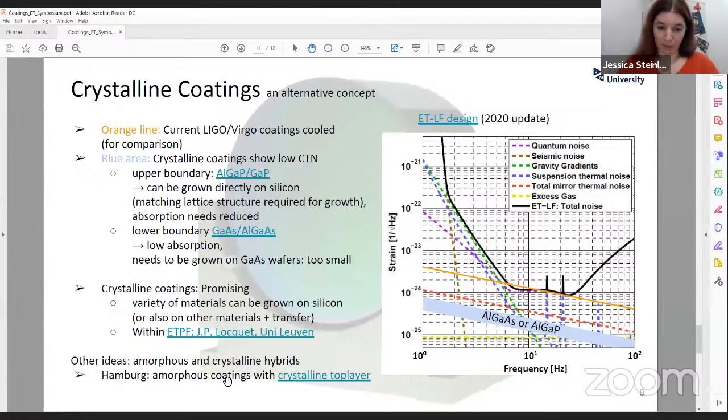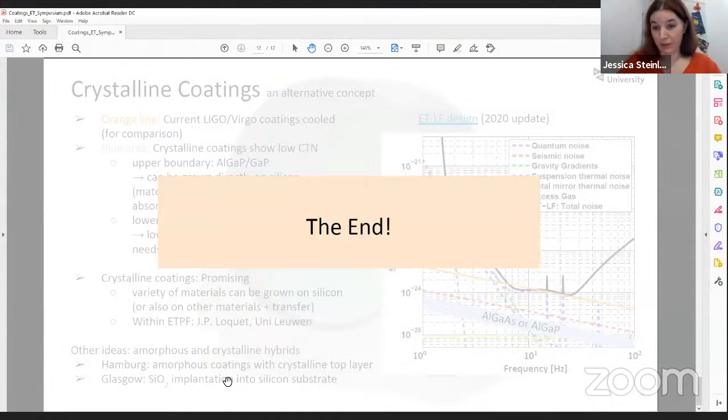In Hamburg, we are looking into the option of a crystalline top layer on top of an amorphous coating to further reduce the absorption. In Glasgow, they are looking into ion implantation into the silicon to create some buried silica layers, which reduce the coating thickness. So there are a lot of interesting ideas around. And as I said, this was just a very short overview, and there would be much more to tell. So that's it from my side for now, and I'm happy to answer questions.